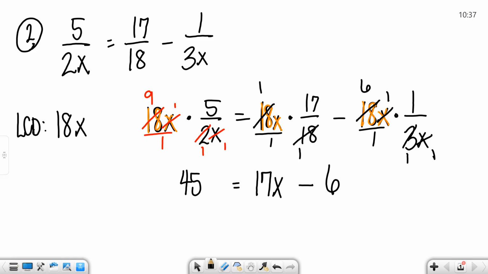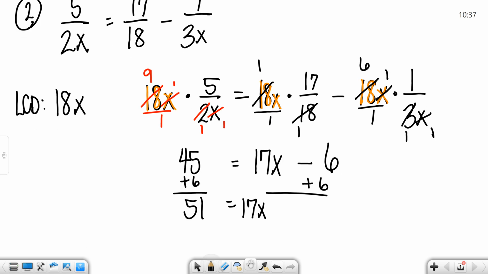So I have this simple algebraic equation. So add 6 to both sides. I get 51 is 17x. So divide by 17. And I get x is 3.